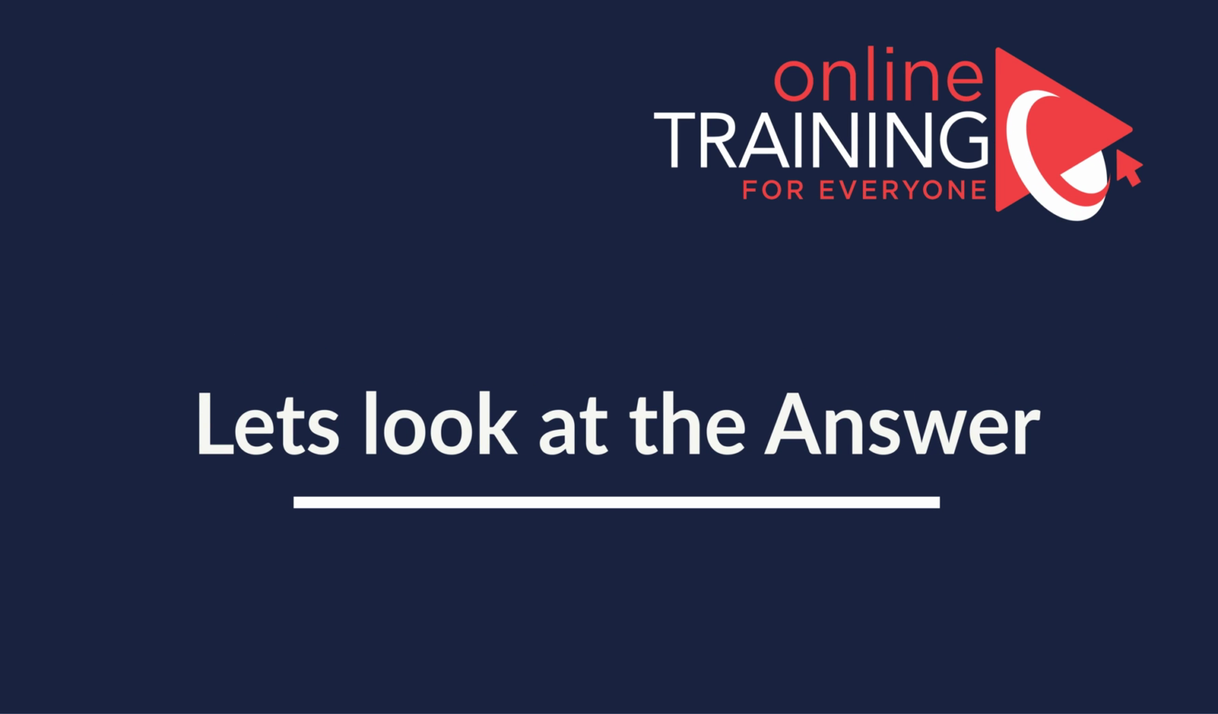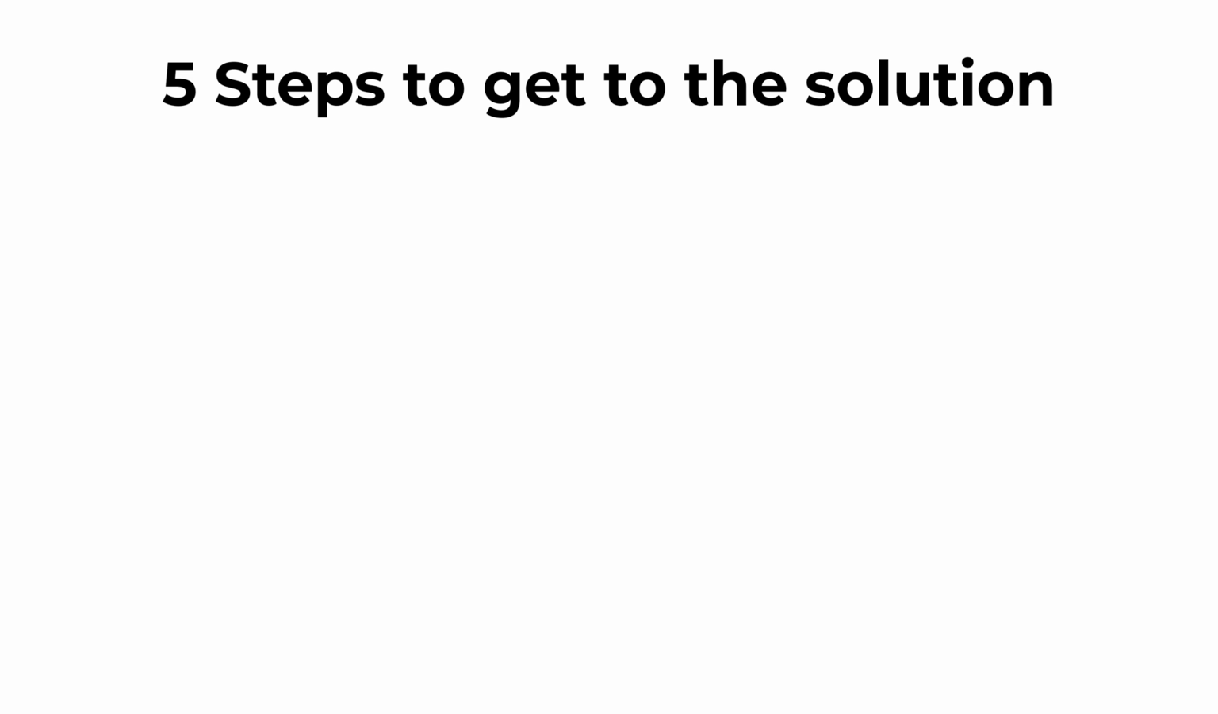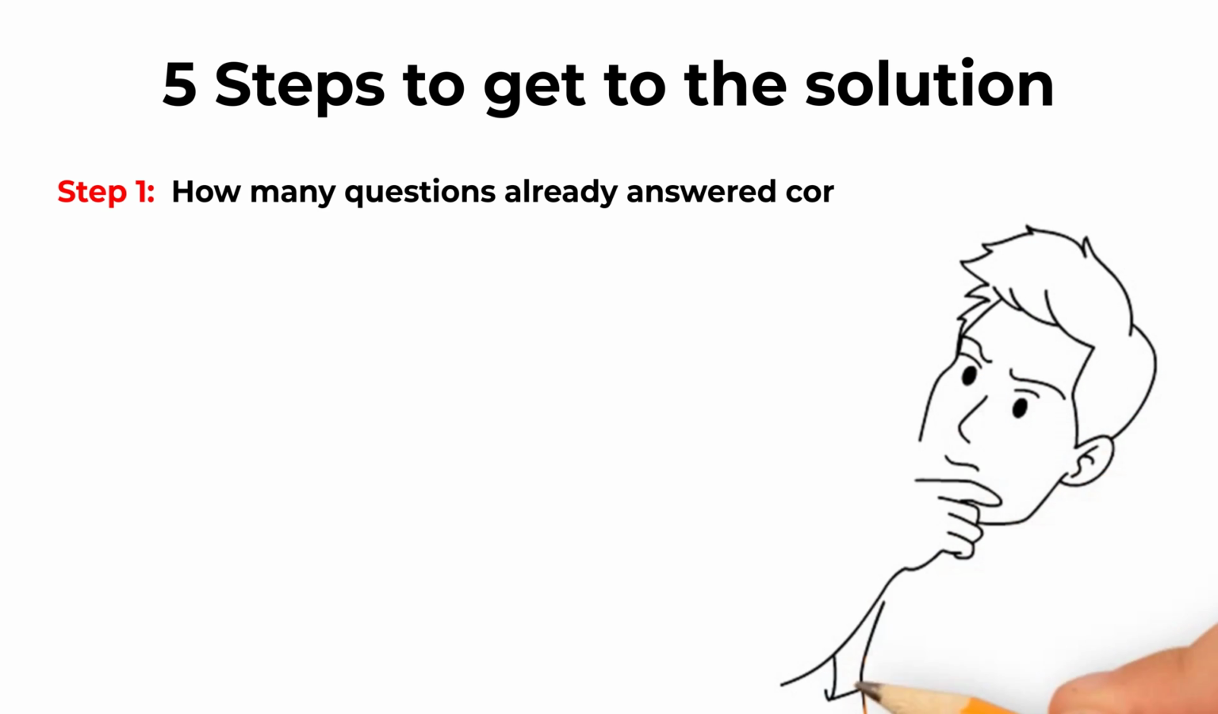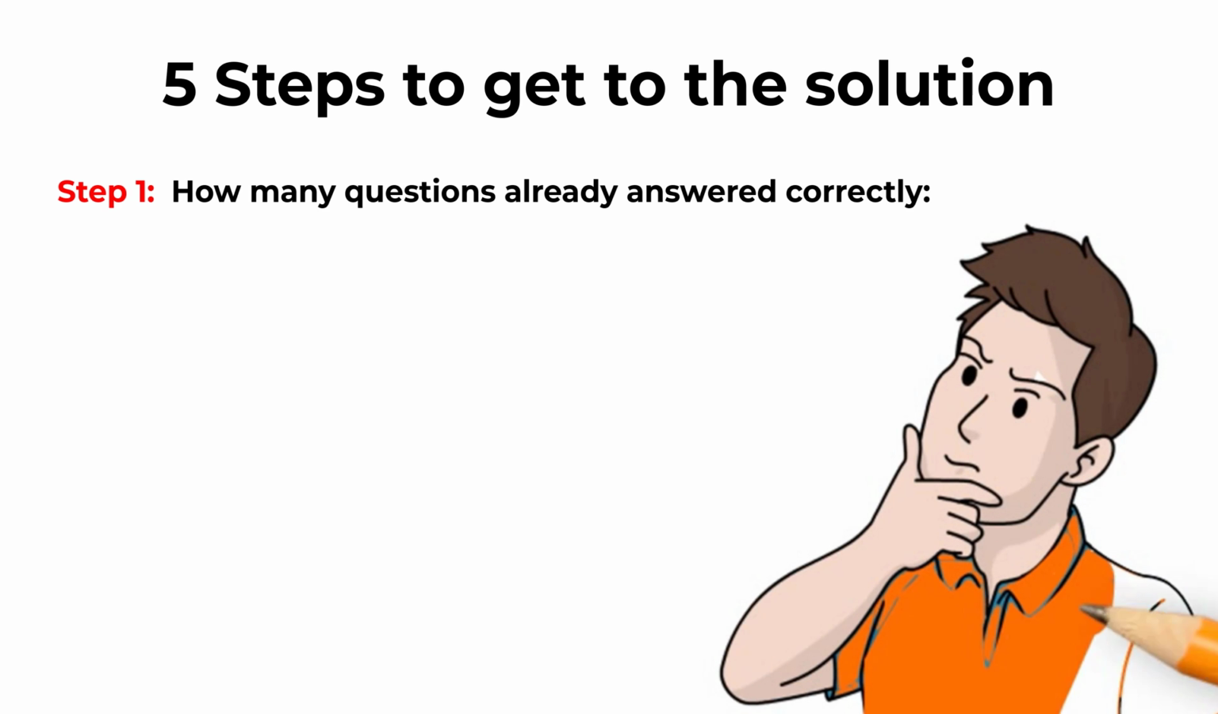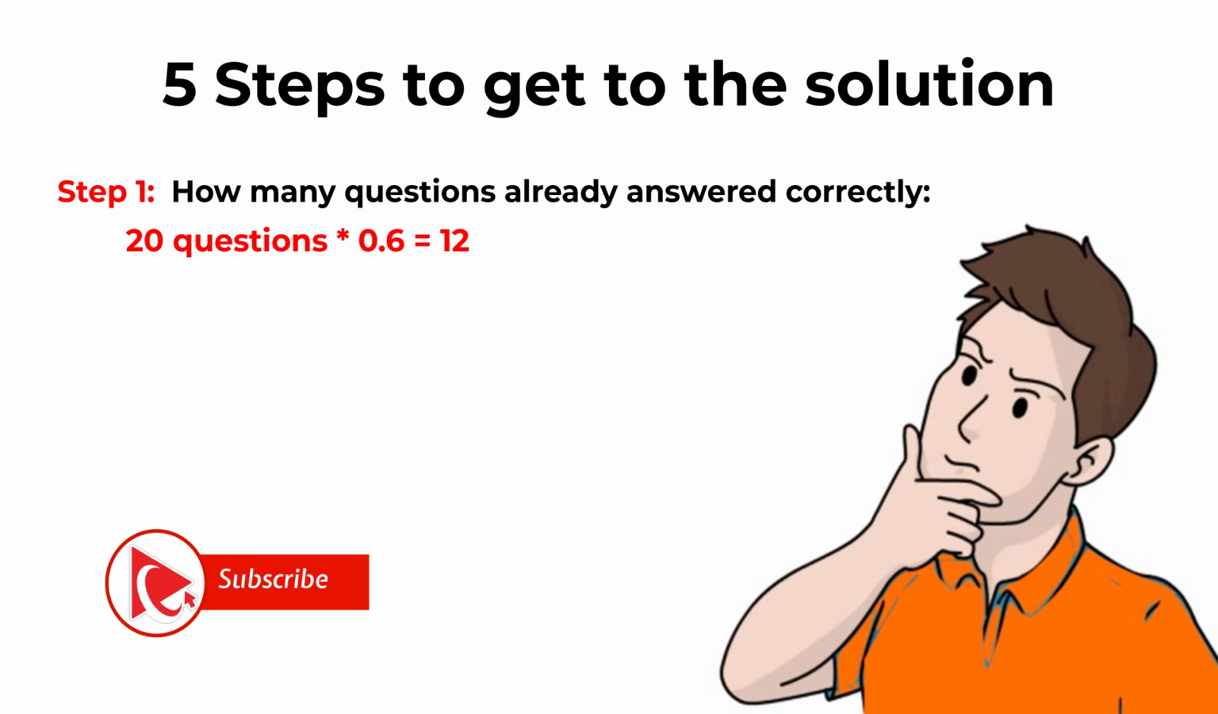As I already mentioned, this is a multi-tiered question, and it requires you to do multiple calculations to get to the correct answer. So the first calculation we need to do is how many questions have already been answered correctly by the candidate. The answer is calculated by multiplying 20 questions by 60%. So 12 questions have already been answered correctly so far by the candidate.